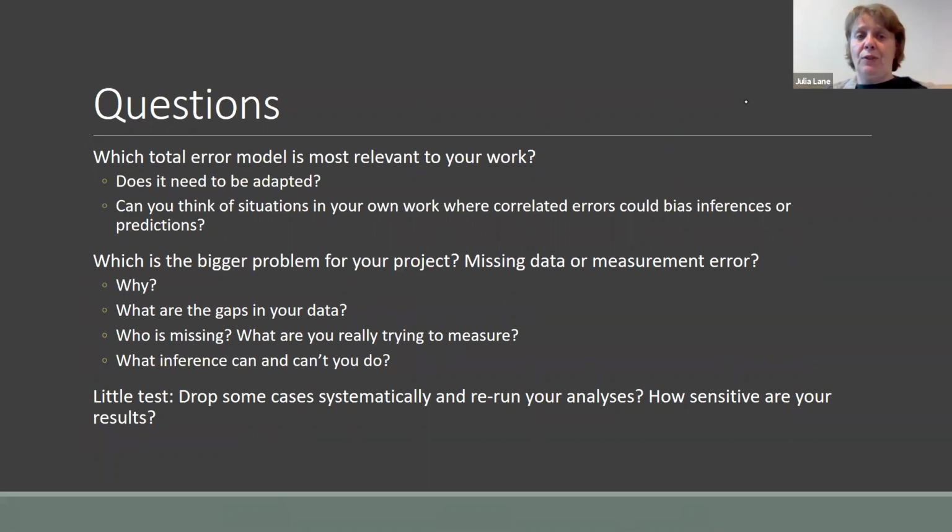So here are some questions for you to work through, and look forward to getting your responses in class.